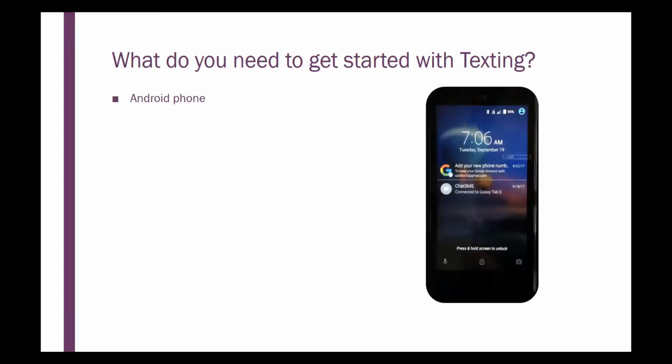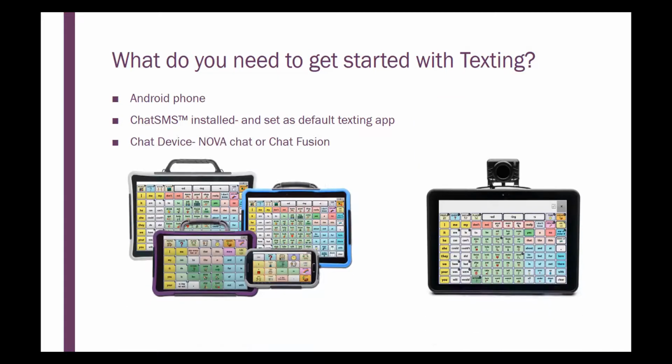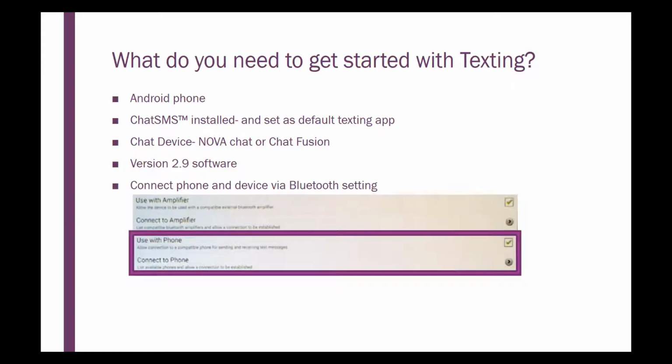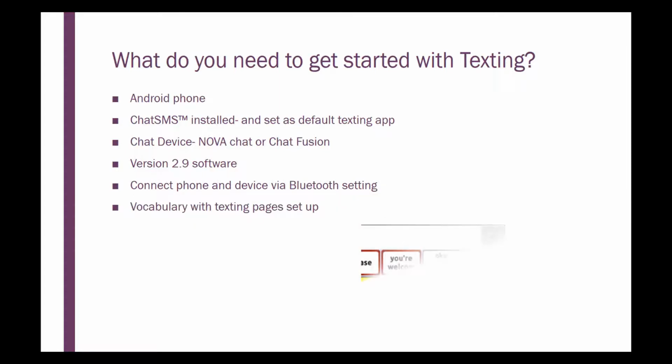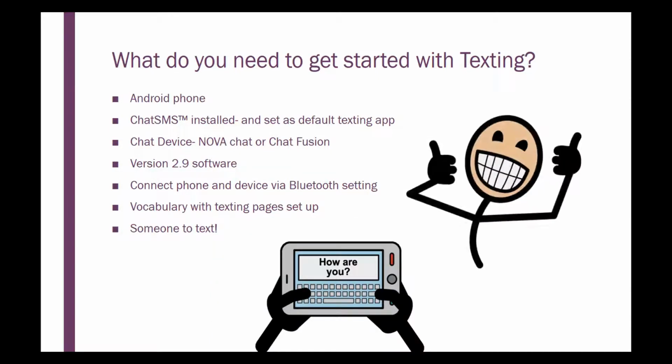An active Android phone with text capability, Chat SMS installed and set as a default texting app, a chat device, version 2.9 software, connect the phone to the device through the Bluetooth, vocabulary set up with texting pages, and someone to text.